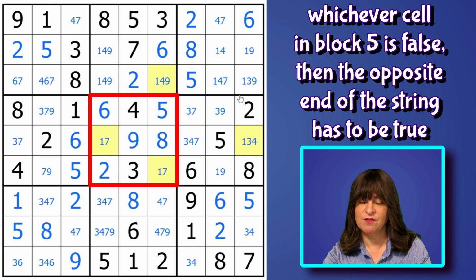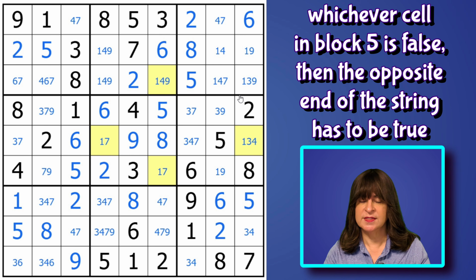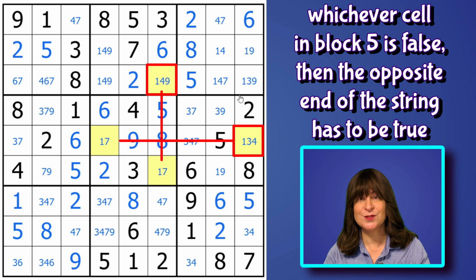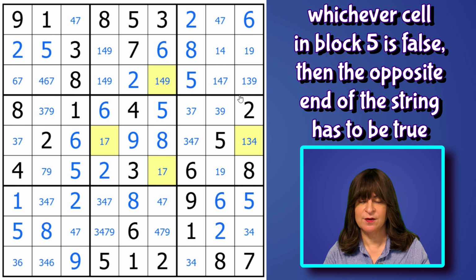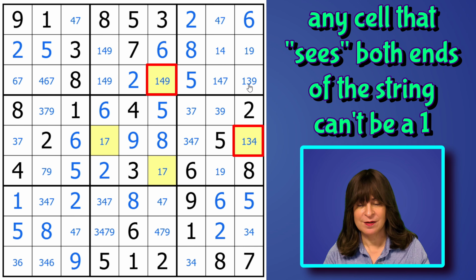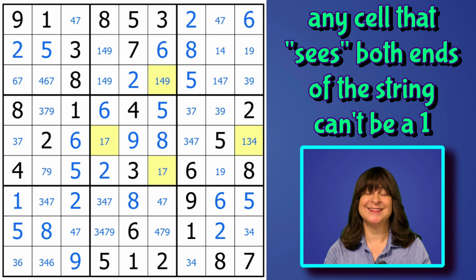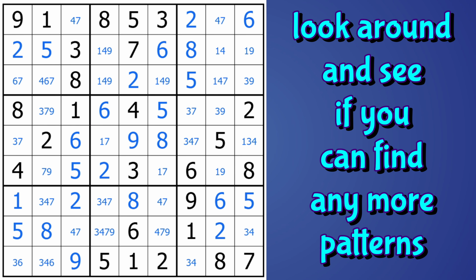So either way, in block 5, if either of these is the 1 and the other is not, and it doesn't matter which one, then one of these 2 cells, either in the same column or in the same row, has to be a 1. And again, we don't know which one, but it doesn't matter since any cell that sees both those cells can't be a 1. So we can eliminate the 1 from this cell. And that is a 2-string kite. Nice. All right, let's see what other patterns we can find.